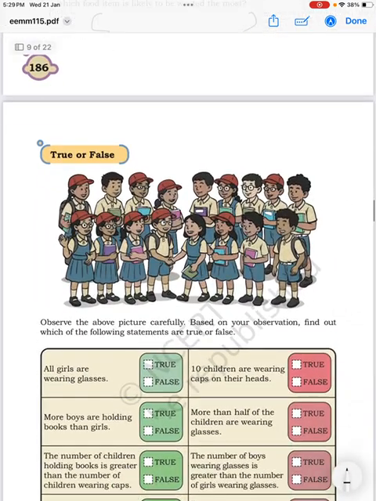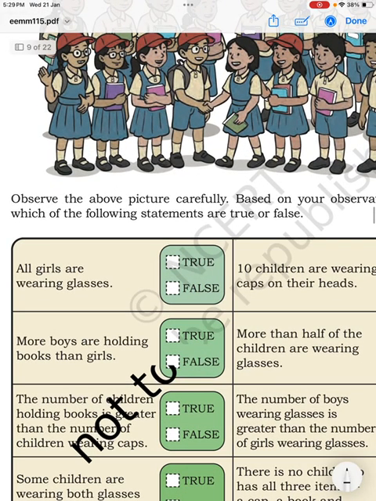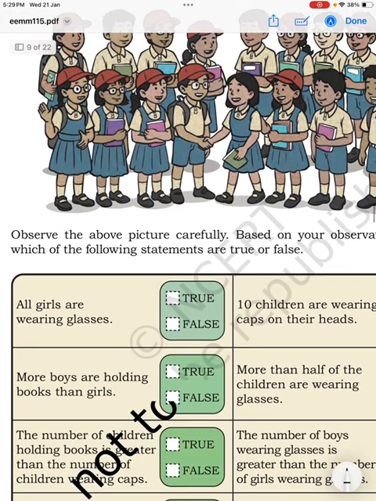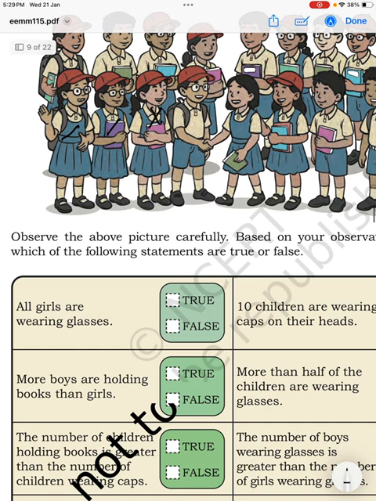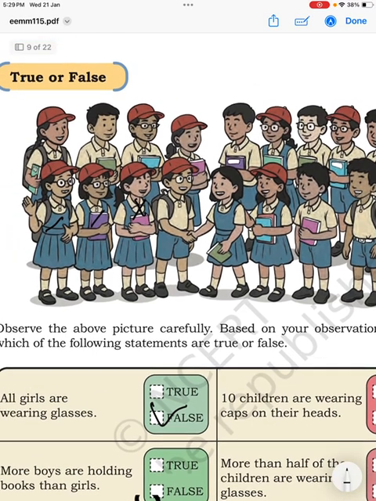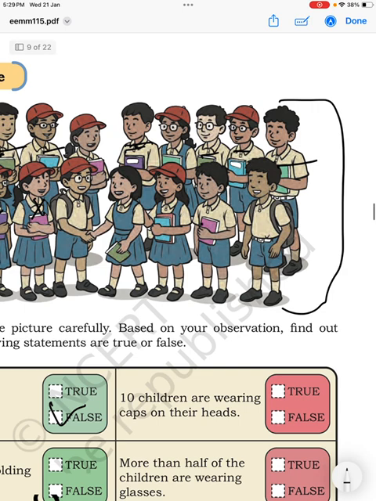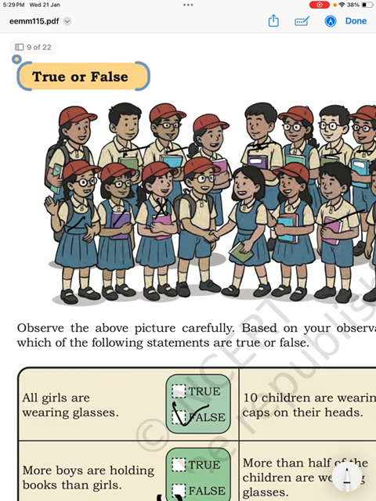After this, true or false. You have to state after observing this picture, true or false. All girls are wearing glasses. This one is wearing glasses, yes, but here she is not wearing, so it is false. More boys are holding books than girls. You can see how many boys are holding books. 1 2 3, 1 2 3 4 5 6 7. So 7 boys are holding books.